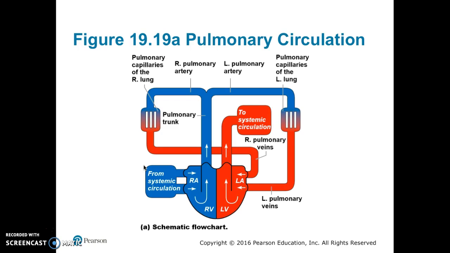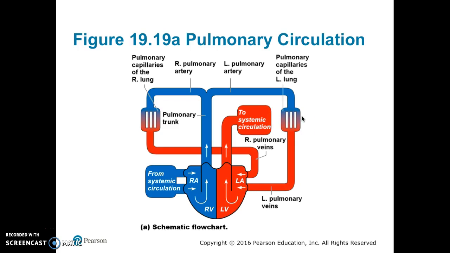Figure 19.19a shows the pulmonary circulation. From the body, deoxygenated blood enters the right atrium. It then flows to the right ventricle and leaves the heart via the pulmonary trunk. The pulmonary trunk divides into the right and left pulmonary arteries. These arteries lead to the lungs, where the arterioles feed into pulmonary capillaries and gas exchange occurs.